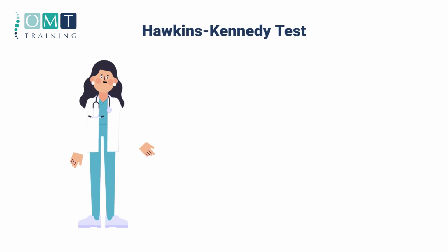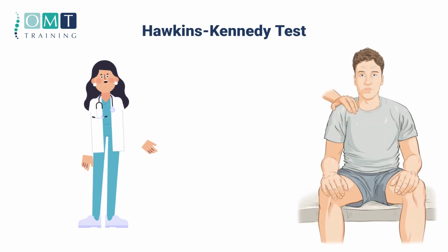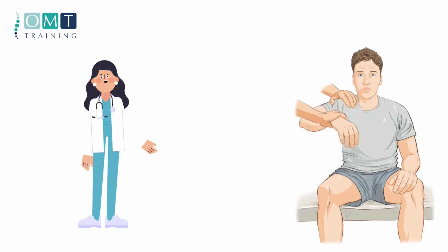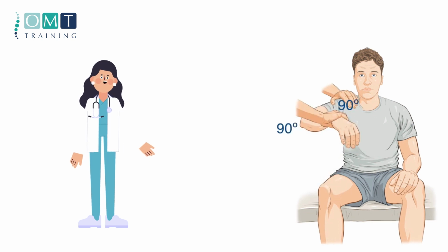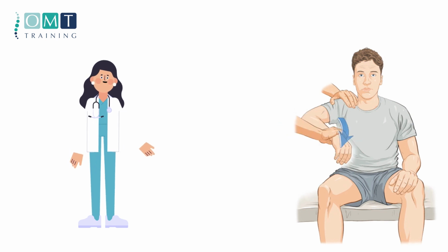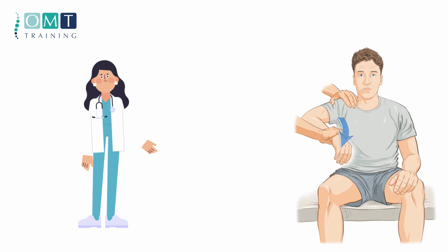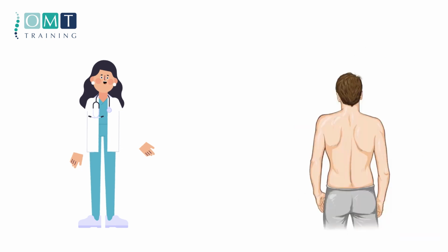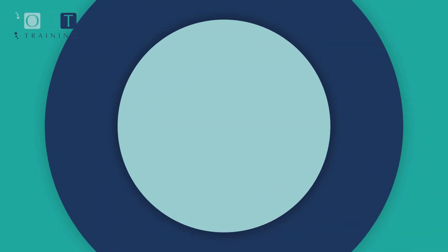The last test is Hawkins-Kennedy test. To perform this test, stabilize the shoulder with one hand and bring the patient's arm forward, so that there are 90 degrees of angle between the elbow and the shoulder. Now, internally rotate the shoulder with forward adduction. This test is positive if the patient feels the pain. Patients with shoulder impingements can also have asymmetries in their scapular motion.